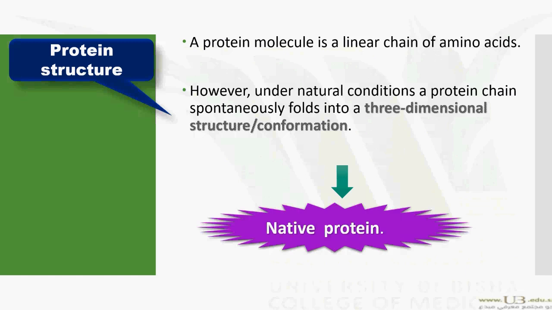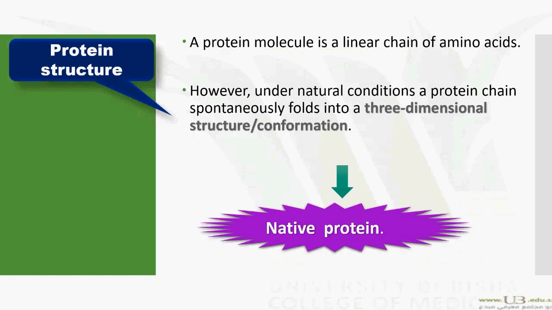But usually this linear chain of the amino acids, which are connected either by peptide bonds or the disulfide bridges, is not the final structure of the protein, and it will not do any function unless the protein rearranges itself in a three-dimensional conformation or structure. And at this stage, the protein is known as a native protein.